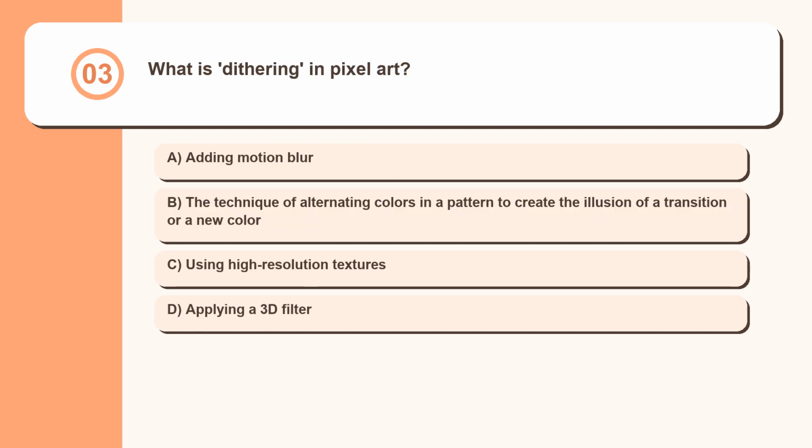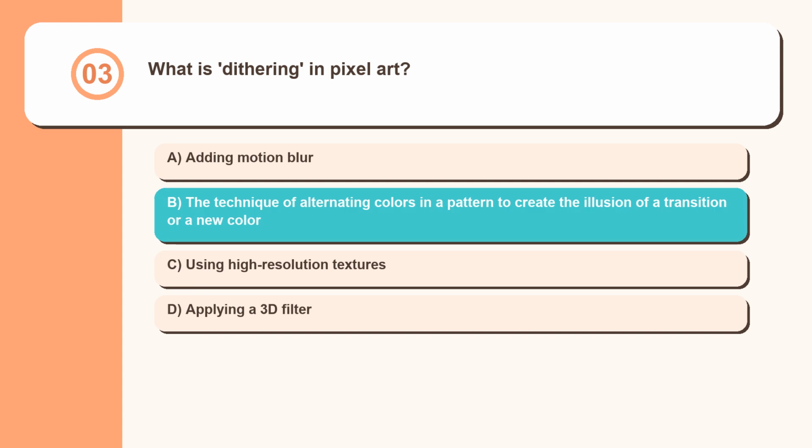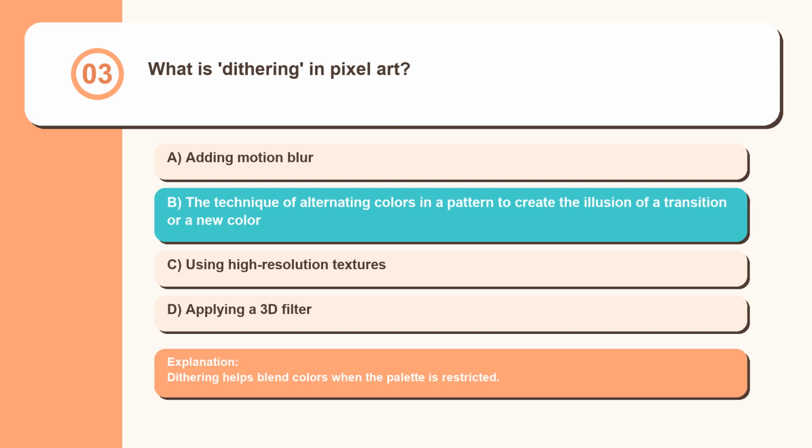Question 3. What is dithering in pixel art? Adding motion blur. The technique of alternating colors in a pattern to create the illusion of a transition or a new color. Using high-resolution textures. Applying a 3D filter. Dithering helps blend colors when the palette is restricted.